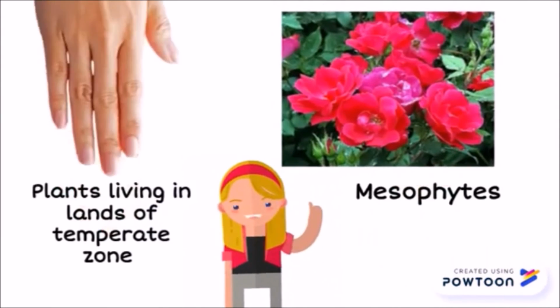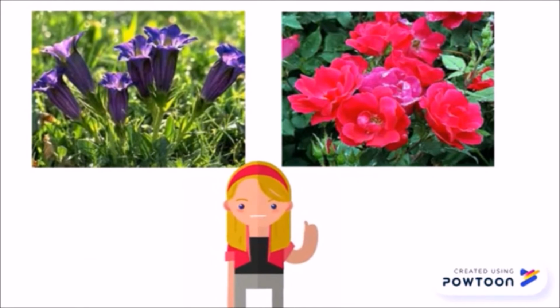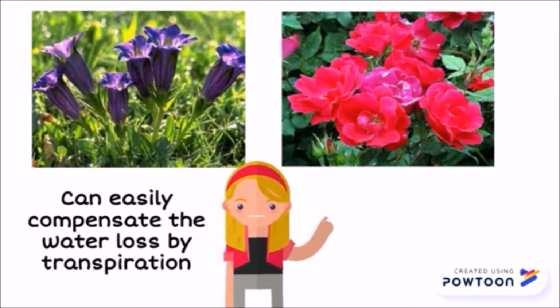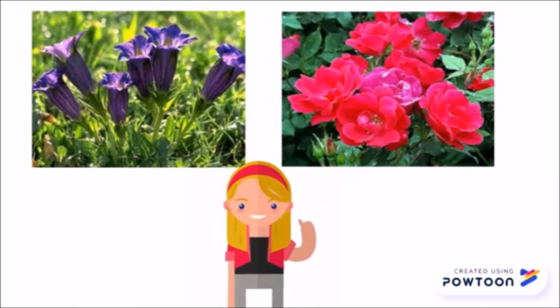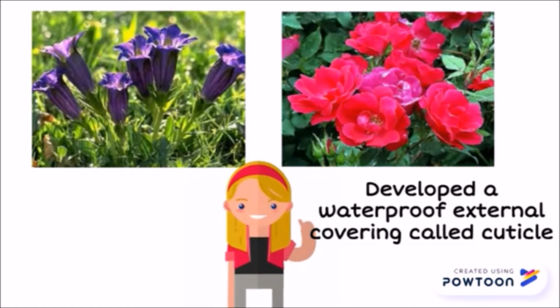Mesophytes are plants living in the land of temperate zones, in well-watered soil. They can easily compensate for the water loss by transpiration through absorbing water from the soil. To prevent excessive transpiration, they have developed a waterproof external covering called the cuticle.